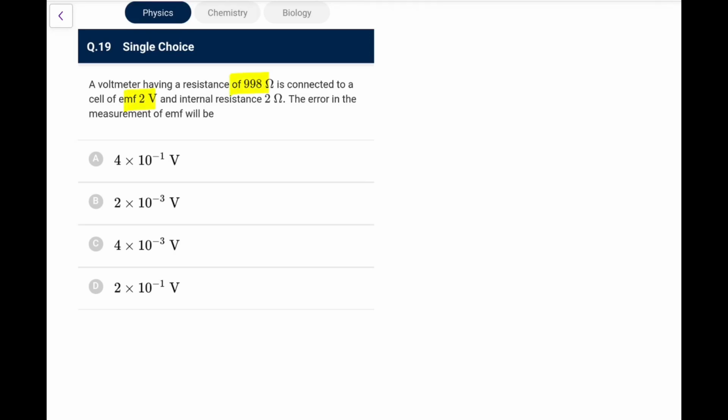Next one, a voltmeter having a resistance is connected to a cell of EMF and internal resistance. What is the error in the measurement of the EMF? Now here this voltmeter is connected like this, 2 ohms, 2 volt. So what would be the voltage measured by the voltmeter? First of all, the current is 2 upon 1000, that is 2 milliampere.